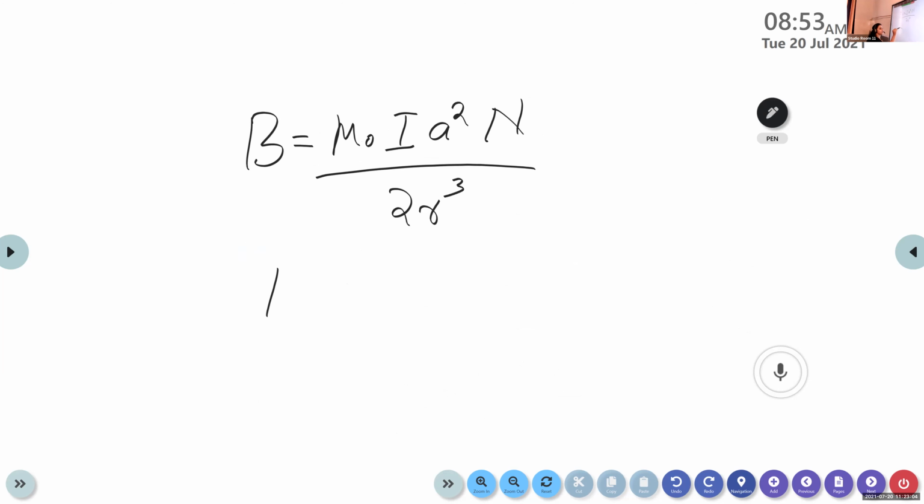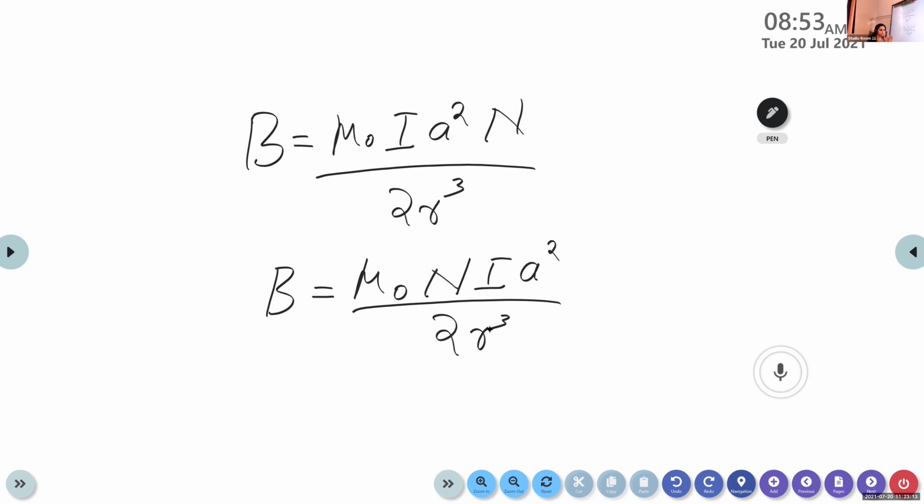Or we can write in our general form B is equal to mu 0 n I a square divided by 2r cube. We just modify or rearrange the terms present in the numerator. That's all. Now the next step, multiply with pi in the numerator and the denominator.